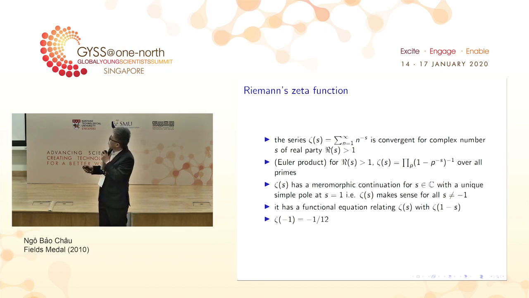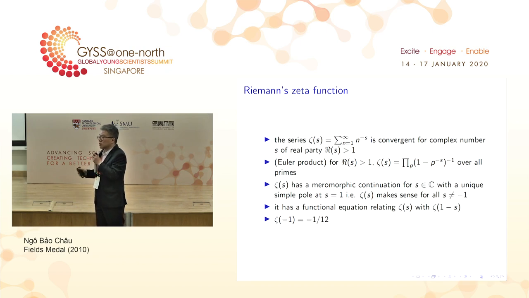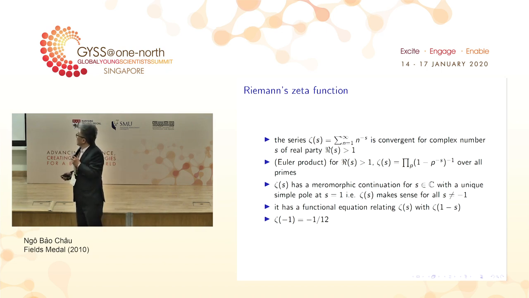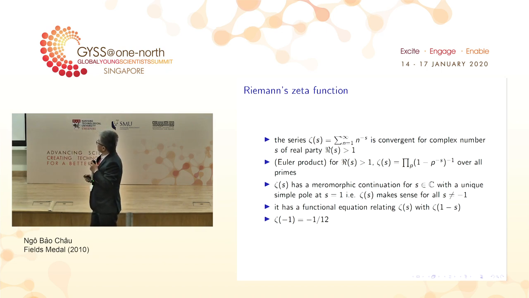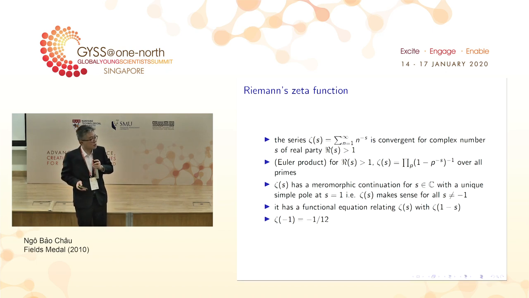That allows it to match term by term this series with the series we get if we expand completely this infinite product. So this is the Euler observation. And by the way, you see, this gives you another amazing proof, a new proof of the infinitude of prime numbers.